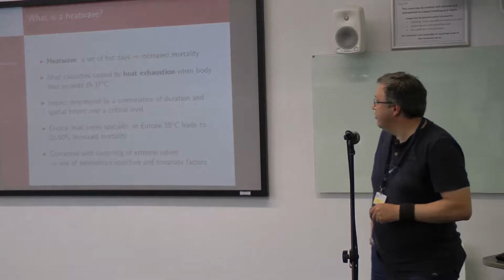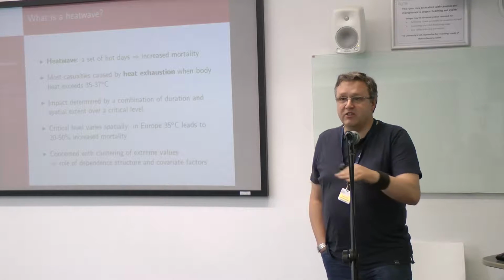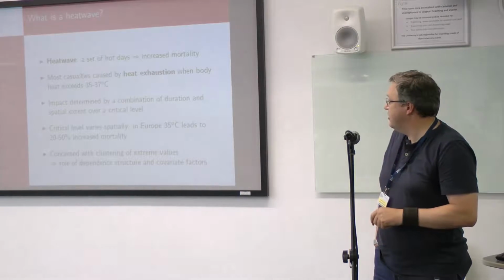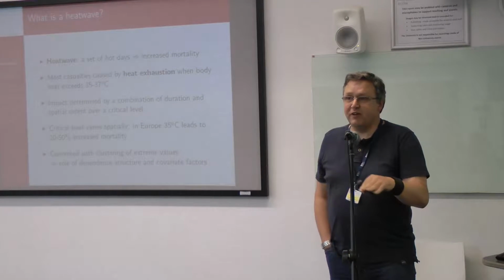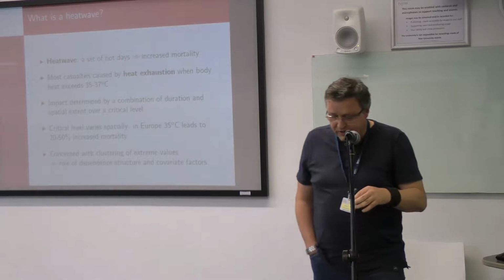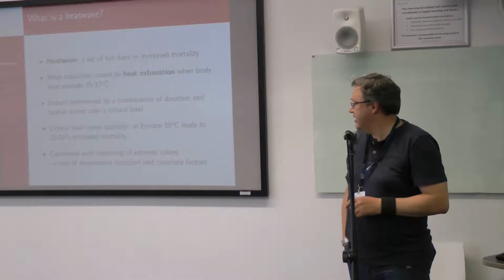Now that critical level when the body starts to be affected by temperatures varies a little bit from place to place. Around Europe, 35 degrees in a number of places has been found to be where mortality starts to be affected, with increased mortality going up by 20 to 50%.